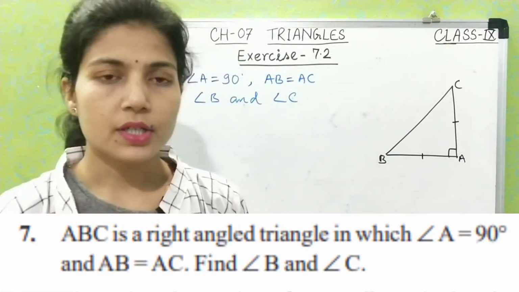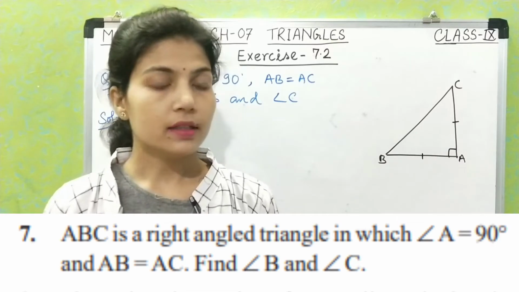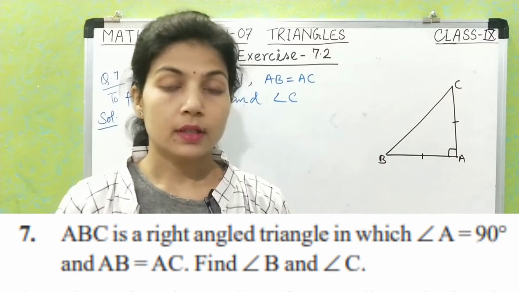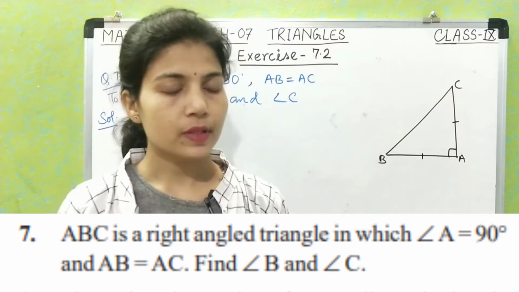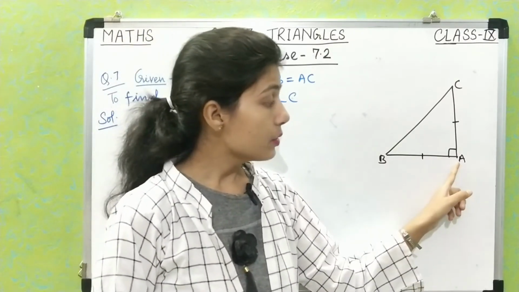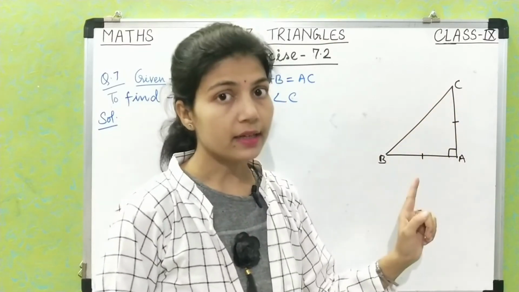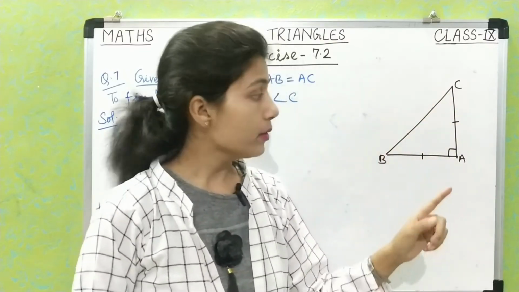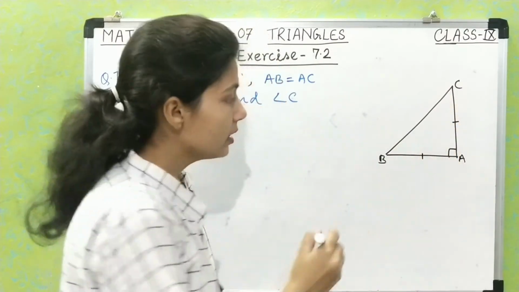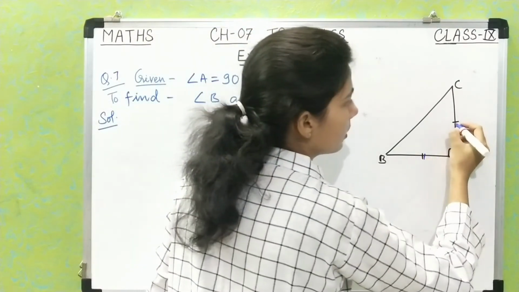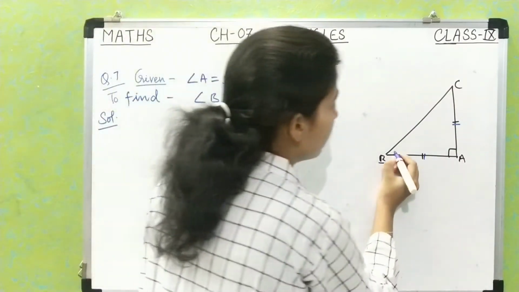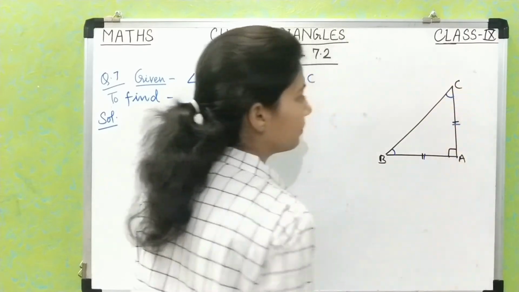Now question number 7: ABC is a right angled triangle in which angle A is 90 degrees and AB equals AC. Then find angle B and angle C. So in this question you have been given a right angle triangle at angle A. One more thing given in this triangle is that the sides AB and AC are equal. Now you have to find angle B and angle C.